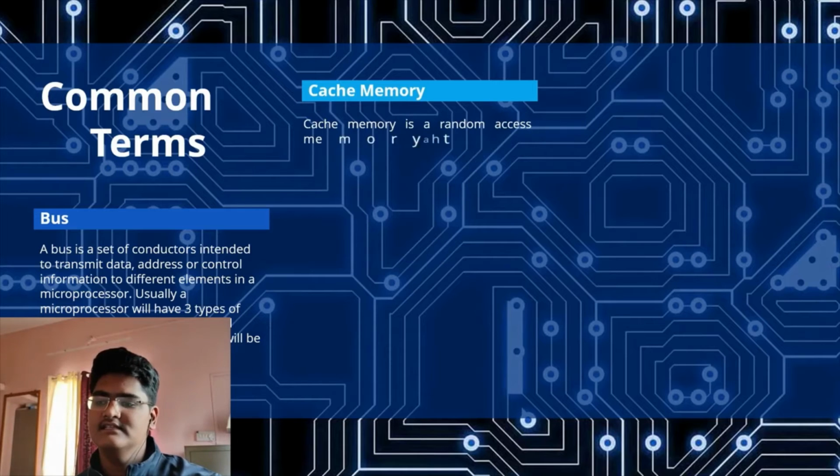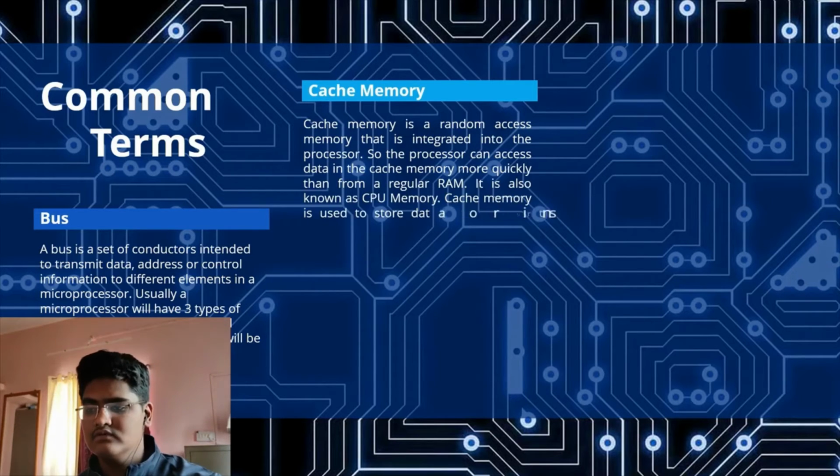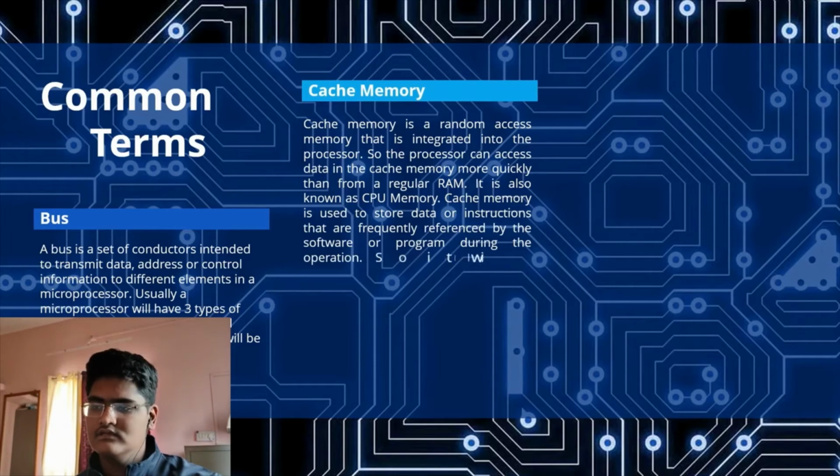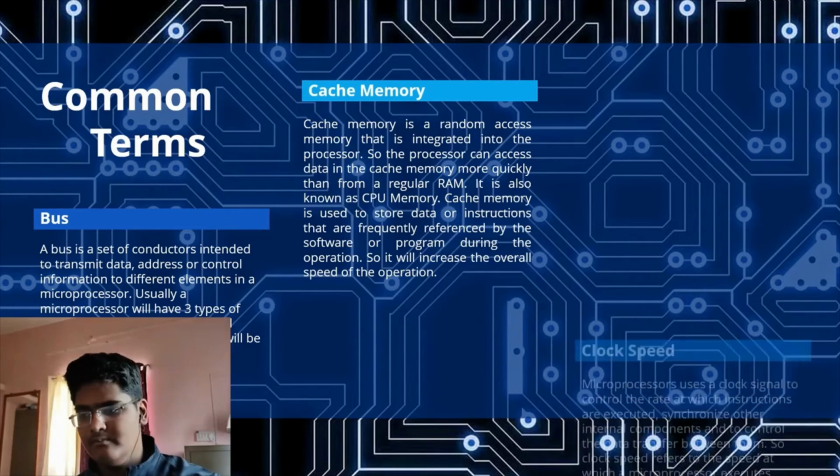Cache memory. Cache memory is a random access memory that is integrated into a processor, so the processor can access the memory more quickly than from the regular RAM. It's also known as the CPU memory. Cache memory is used to store data or instructions that are frequently referenced by the software program during operation. So it will increase the overall speed of the operation.